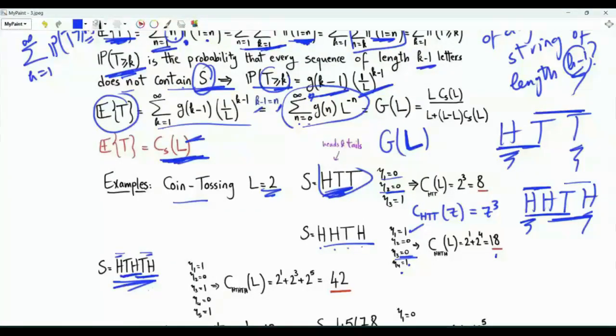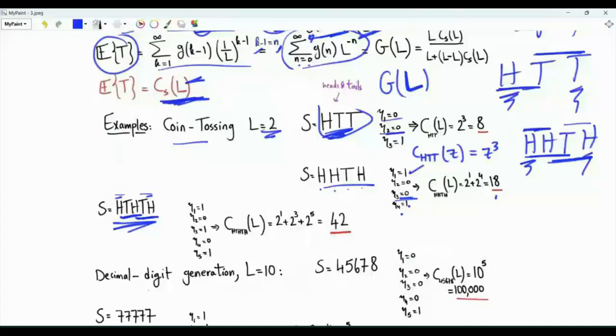That's 42. Suppose that the alphabet contains the decimal digits 0, 1, 2 all the way to 9. L is equal to 10. What is the expected number of tries to get the string 4, 5, 6, 7, 8? Note that for this string, eta r is 0 for r equal to 1 or 2 or 3 or 4. Only eta 5 is equal to 1. The expected number of tries is 10 to the power 5, 100,000 tries, till we get 4, 5, 6, 7, 8 for the first time.